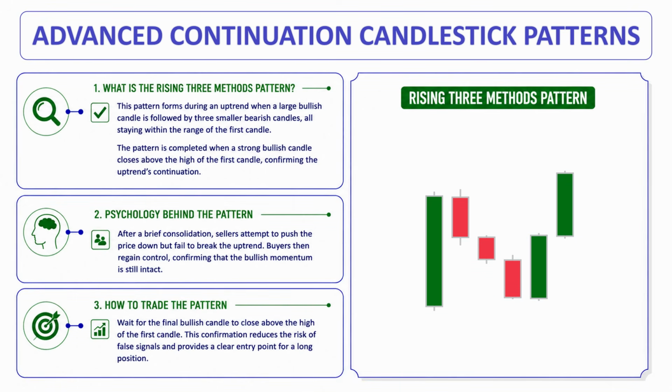Now, let's start with the first pattern, the rising three methods. Structurally, this pattern forms during an uptrend when a large bullish candle is followed by three smaller bearish candles, all staying within the range of the first candle. Finally, a strong bullish candle closes above the high of the first candle, confirming the continuation of the uptrend.